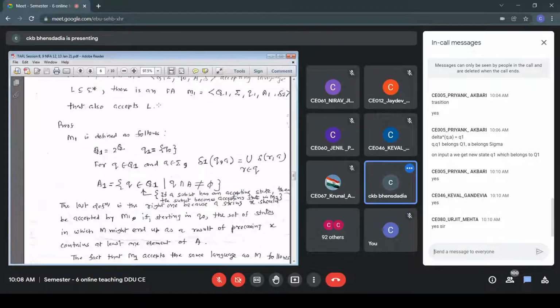If starting in Q0, the set of states in which M, the NFA, might end up as a result of processing X contains at least one element of A. That is how a string is accepted in the case of an NFA. Multiple paths are there. At least one of the paths has to end in an accepting state. So that is the corresponding definition in the DFA: Q intersection A should not be equal to phi. So this is why we have proposed that, just a small justification for it.